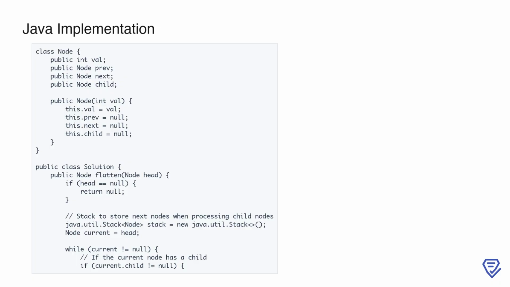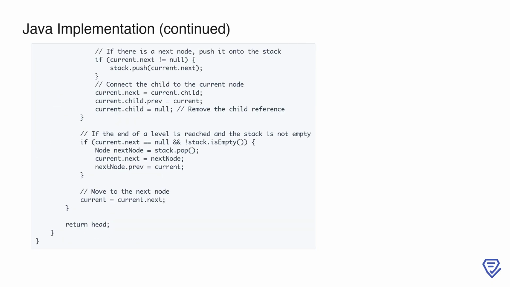This is where the core flattening logic begins. When the current node has a child, we first check if there's a next node. If it exists, we push that next node onto the stack, as we'll need to revisit it after processing the child nodes. Then, we connect the child node to the current node by setting the current node's next pointer to the child. We also update the child's previous pointer to point back to the current node, establishing the bidirectional link. Once the child is connected, we remove the child reference from the current node to maintain the flattened structure.